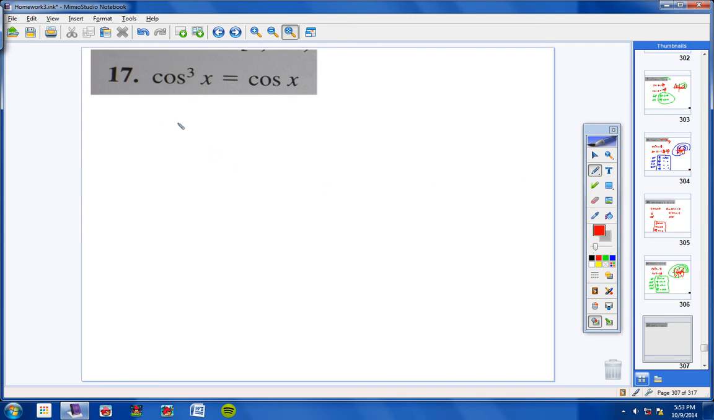The exact same principle applies here, okay? Let's go ahead and take cosine cubed minus cosine, and that equals 0, okay? Then we're going to factor out a cosine. And when you pull it out, you're left with cosine squared x minus 1.